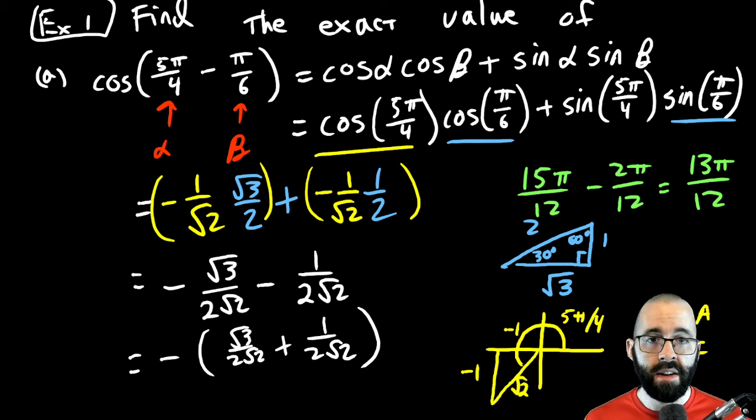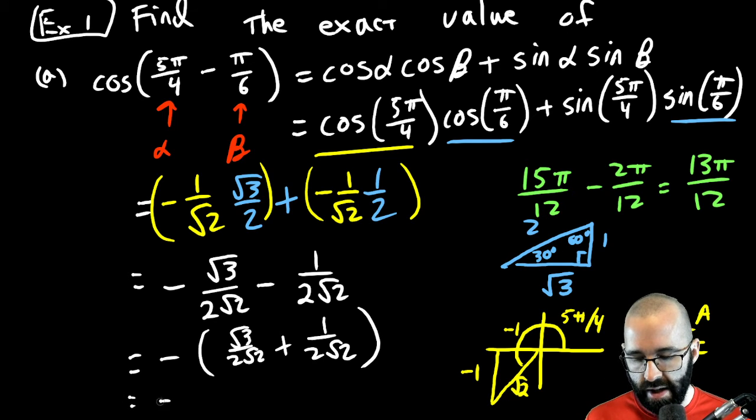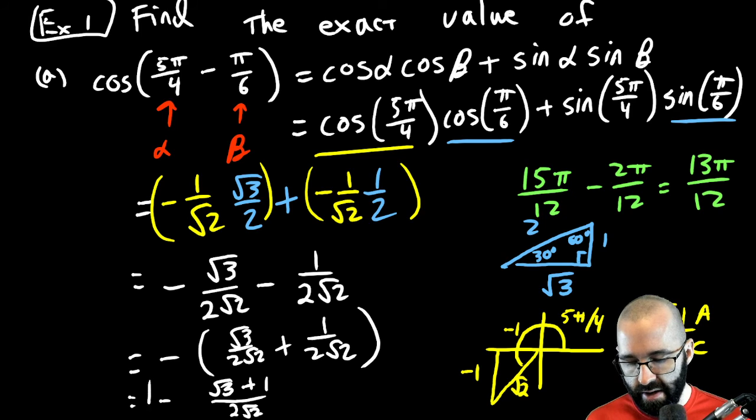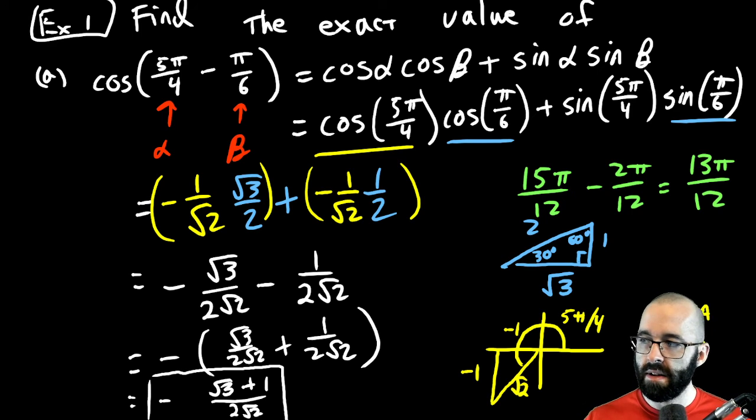They have the same denominator. You can only add or subtract fractions if they have the same denominator, but these do. There's just going to be -√3 plus 1 over 2 root 2. And the top cannot be simplified at all. And this is our final answer.